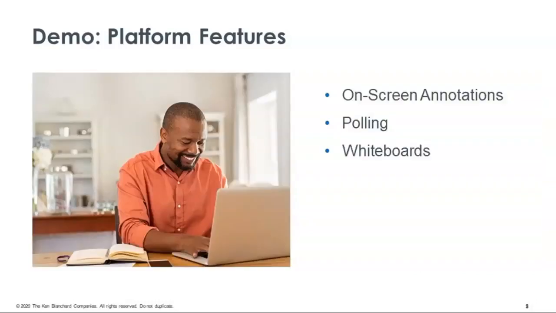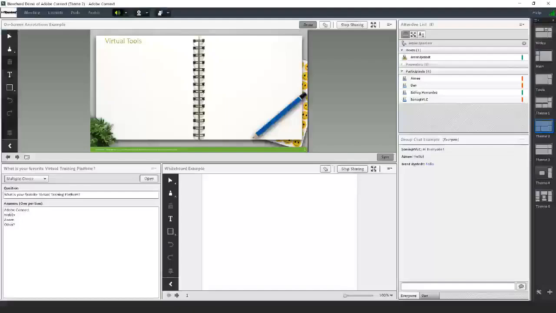All right, thanks, David. So the next features we're going to be highlighting are the on-screen annotation tools, the polling feature, and also whiteboards. So I'll go back to sharing my screen in Adobe Connect. Let me know when you can all see my screen. We're seeing it now, Brent.